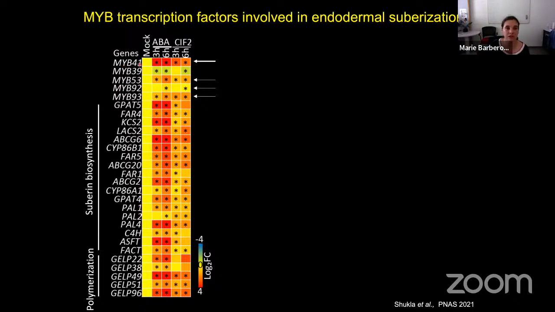we found that several of these MYB transcription factors were expressed at a much higher level in response to ABA or CIF peptide when we look at their expression in roots. This is particularly the case for MYB41, but we also see the same trend for MYB53 and 93, and also, to a lower extent but still significant, for MYB92. So we decided to study this transcription factor in more detail.